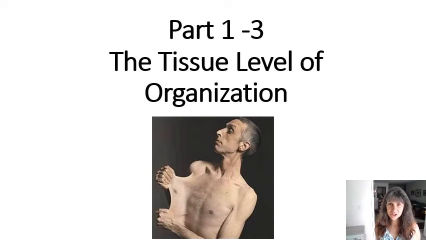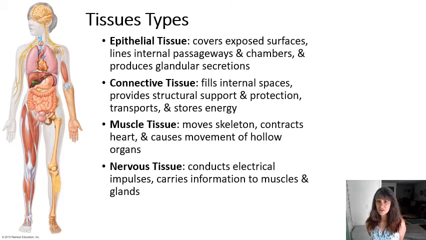This recording is Chapter 4, Part 1 of 3, the tissue level of organization. We know that cells with a common function join together to form tissues. There are four main tissue types in the human body.